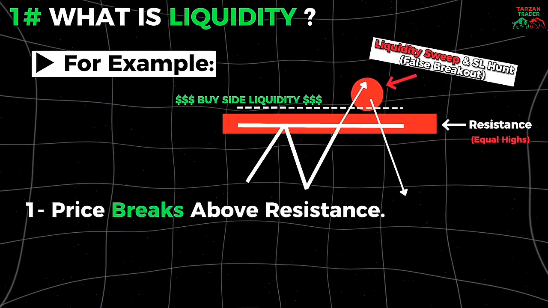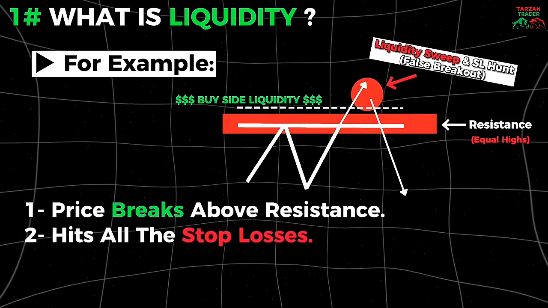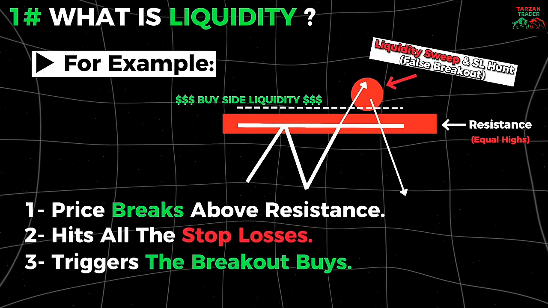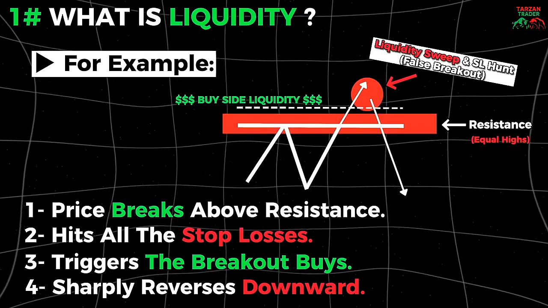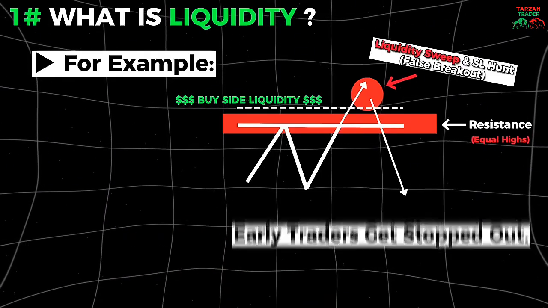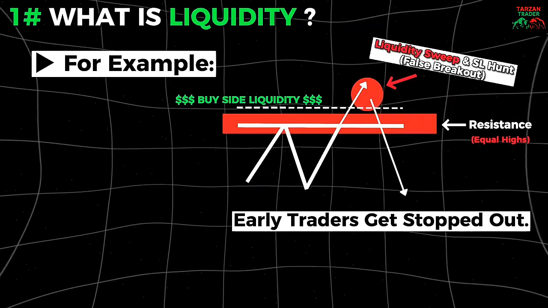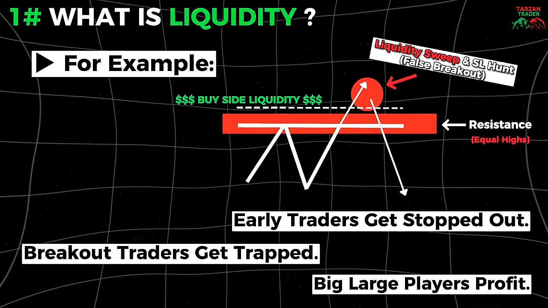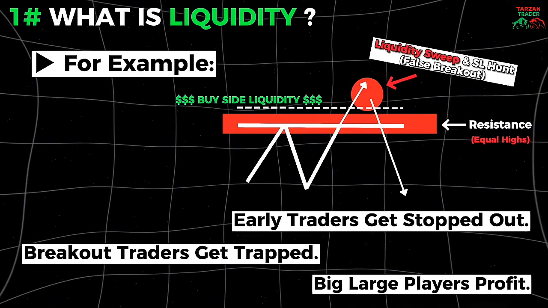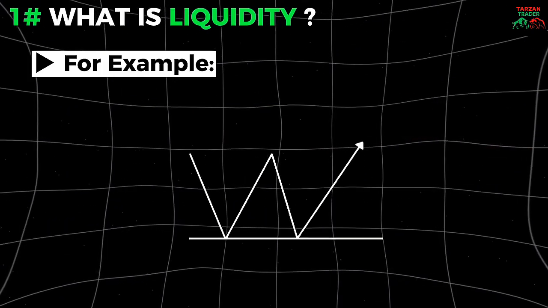Price breaks above resistance, hits all the stop losses, triggers the breakout buys, and then sharply reverses downward once the institutional sell orders fill. Retail traders who sold early get stopped out, breakout traders get trapped, and large players profit as the market drops. The same principle applies to equal lows.